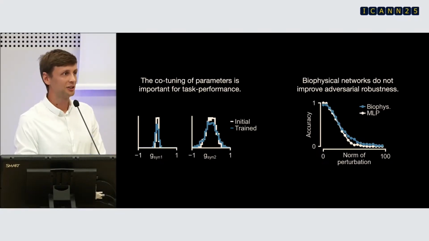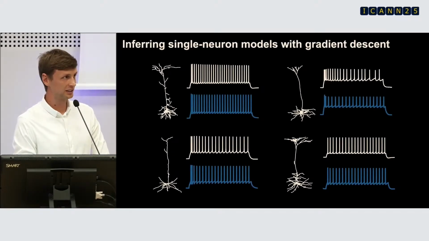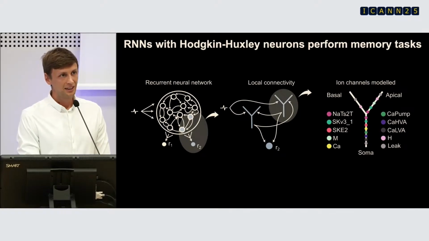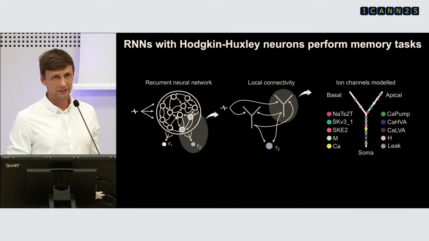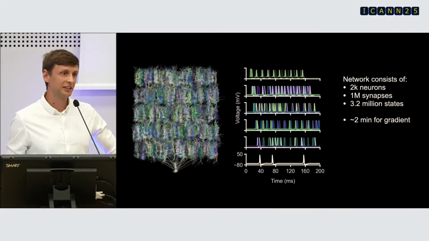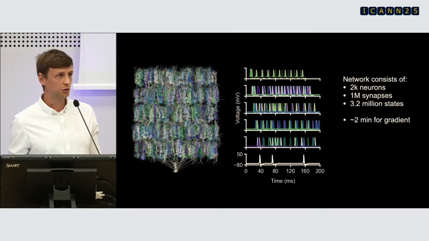Beyond this task, we've also applied Jaxley to a bunch of other models, for example, to fit single neuron models to intracellular recordings, or to train biophysical recurrent neural networks to solve working memory tasks. You might now be wondering, how far can we take this? Very roughly, the largest system we can run on a single GPU contains about 2,000 neurons at full morphological and biophysical detail. At this scale, it takes about 2 minutes to compute the gradient, which is certainly not little, but which could actually train within a couple of weeks.